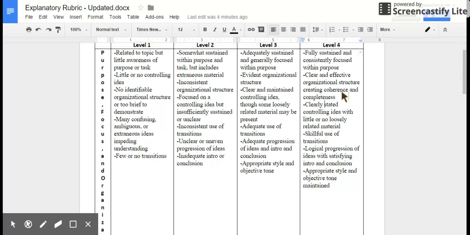The next thing is clear and effective organizational structure, creating coherence and completeness. And so ultimately, what that looks like is having a really good, really clear introduction and conclusion, and also having some body paragraphs that have wonderful topic sentences so that it's really obvious to the reader what every part of the essay is for. The introduction should be really clear and give them an idea as to what the body paragraphs are going to be addressing. The body paragraphs should each be clear and have sufficient evidence, which is actually in the next section, but the topic sentence should kind of tell the reader what they should be reading in each paragraph.